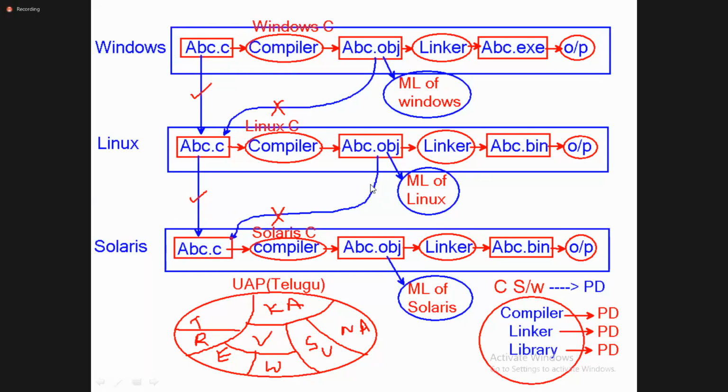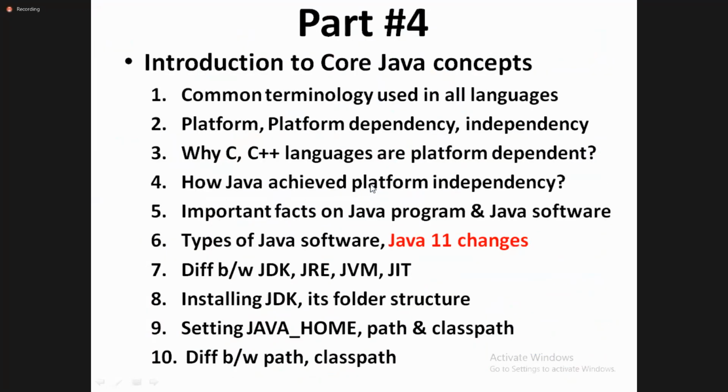Okay, fine. Now I'm moving to the next story. Why are C and C++ languages platform dependent? C and C++ programs are compiled targeting one operating system, hence they are platform dependent. Then coming to Java, how did Java achieve platform independence? Opposite. Why are C and C++ programs platform dependent?